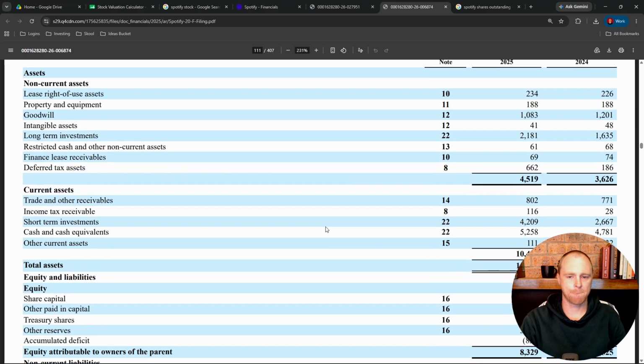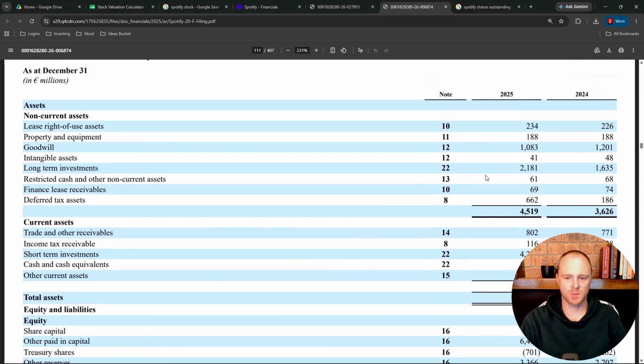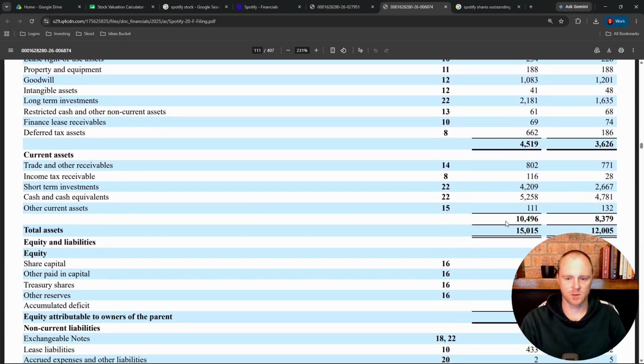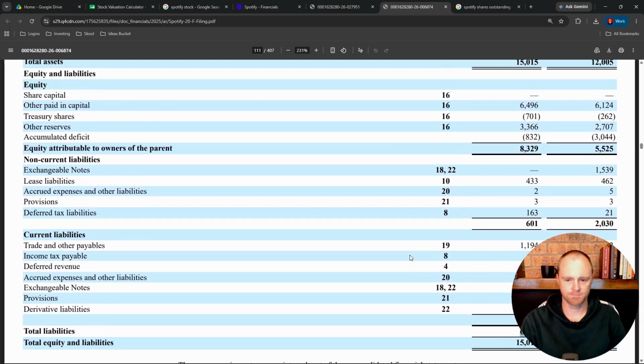All right. Where else we got? So let's have a quick look at the balance sheet, just make sure there's no grenades here waiting to go off. Got goodwill, long-term investments. We've got total assets of 15 billion compared to total liabilities of 6. That's awesome.